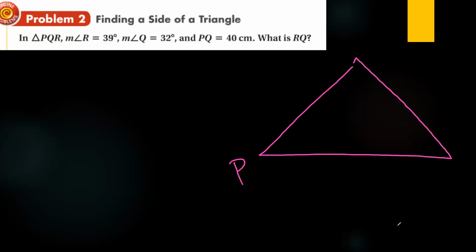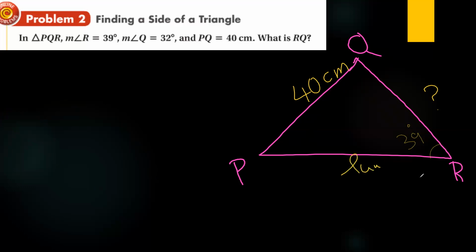So here now we have 2 minutes left. Let's start to solve this question. So if we have P, Q, R, and the measure of R is 39, and PQ is 40 centimeter, what is RQ? Now by now we know the law of sine. The law of sine is used if you have two sides and a non-included angle. Yes, this is two sides and a non-included angle, so I can use the law of sine.